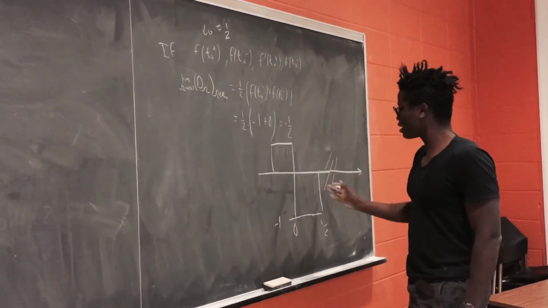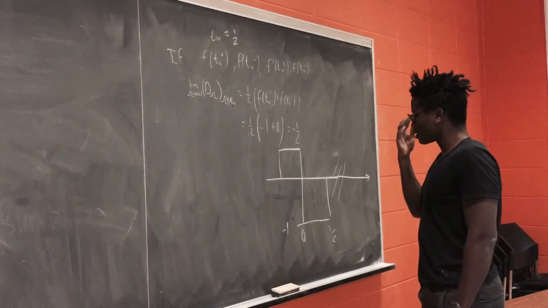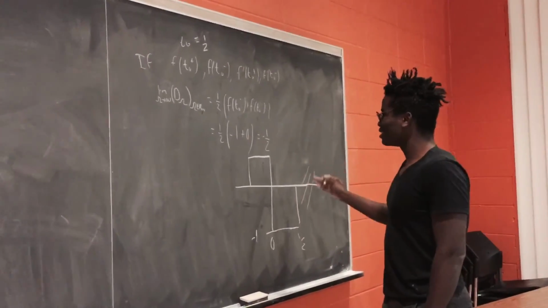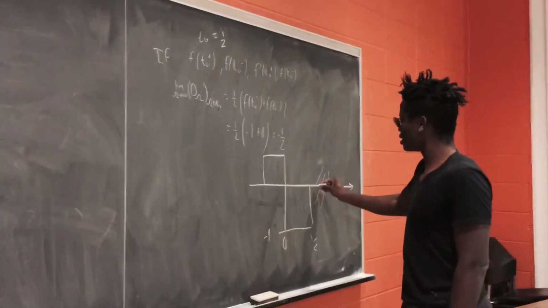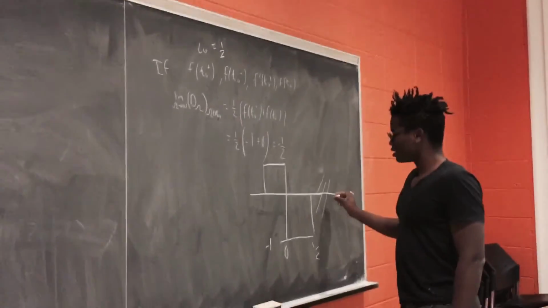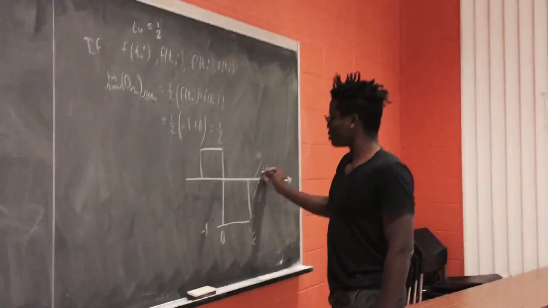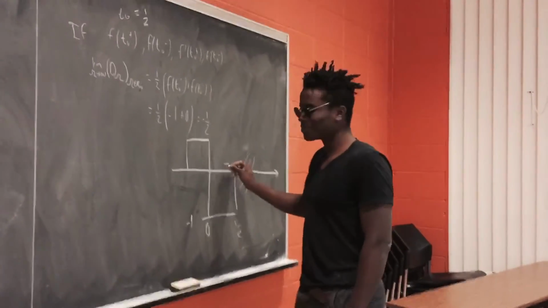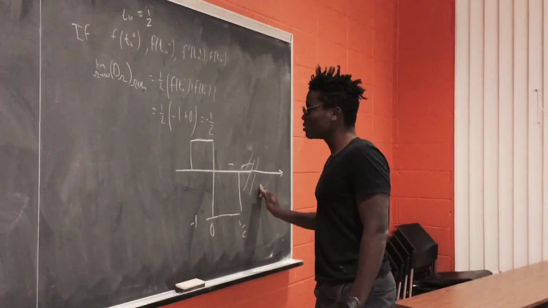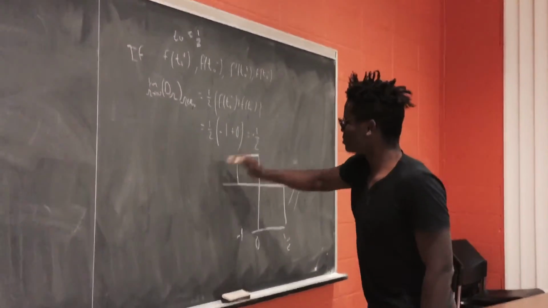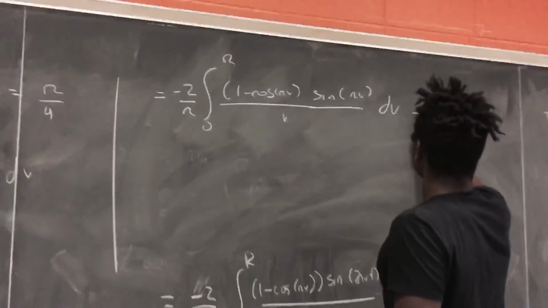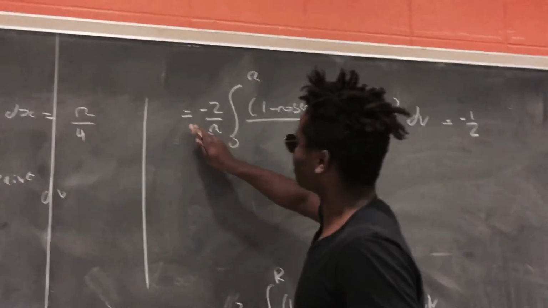Sorry, f at t naught, greater than, okay, yeah, is going to be 0. So you have -1 over here, and you have 0 here, and if you compute this sum, you get -1/2, right? Therefore, our integral here is equal to -1/2.